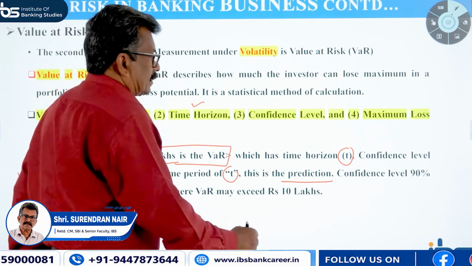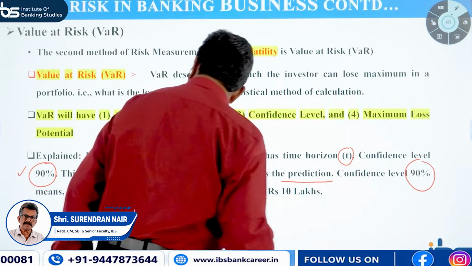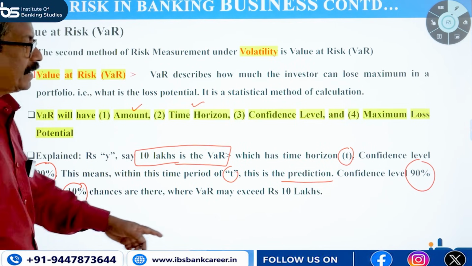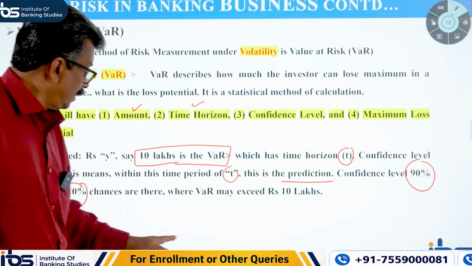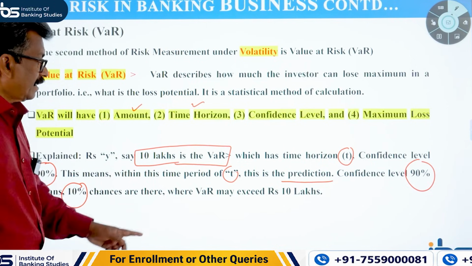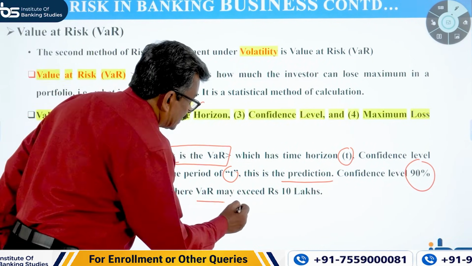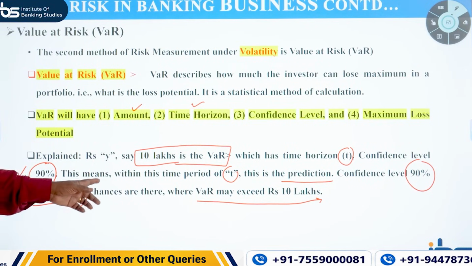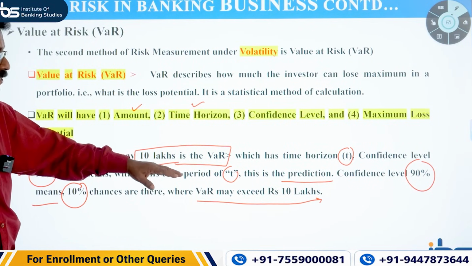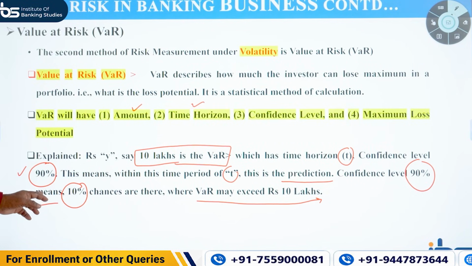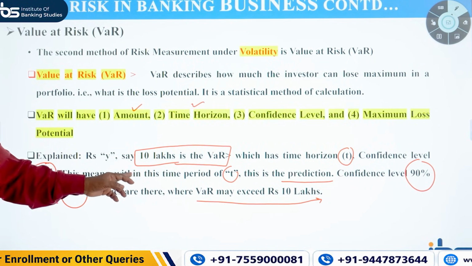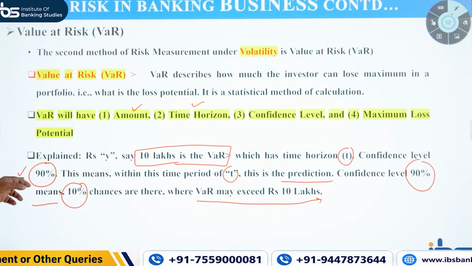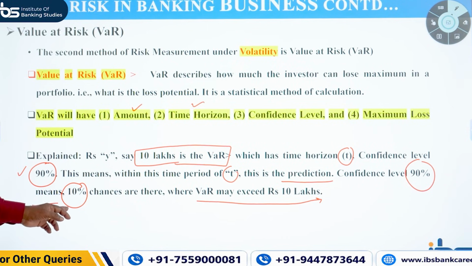So, this is the prediction. Confidence level 90% means 10%. Out of 100, 90% is the confidence level. 10% chances are there where VaR may exceed rupees 10 lakhs. That is what I was telling you: one investment says that the VaR is 10 lakhs at a 90% confidence level. 10 lakhs is the VaR, 90% is the confidence level, and 10% is the non-confidence level.